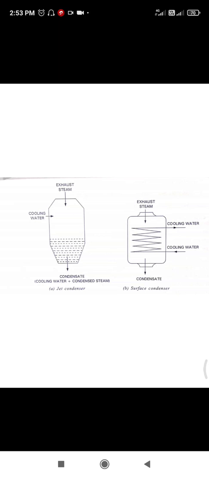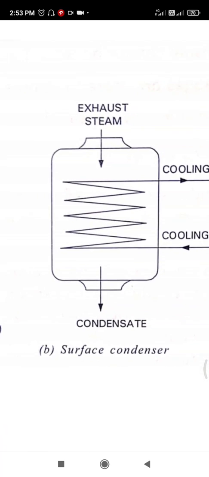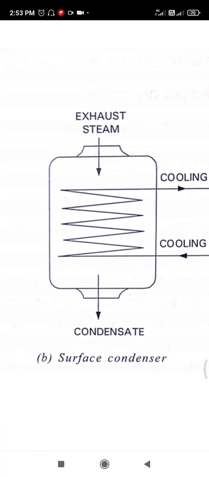A surface condenser consists of a nest of tubes, as you can see on my screen. Just as a bird lives in a nest, it consists of a nest of tubes arranged in a certain pattern to give complete condensation of steam with minimum losses.